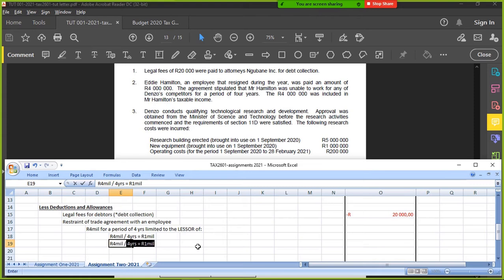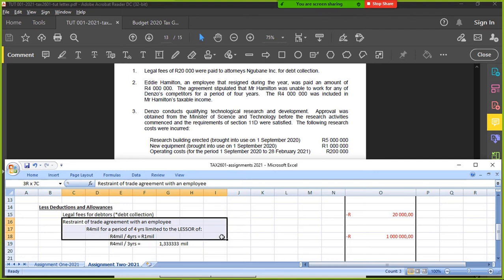Yes. And then 4 million divided by 3 years is 1.333 million. Right, so which is the smaller amount? 1 million. Exactly. So you're going to show a million there. Does that make sense? Yes. Okay, right. So all of that's important.